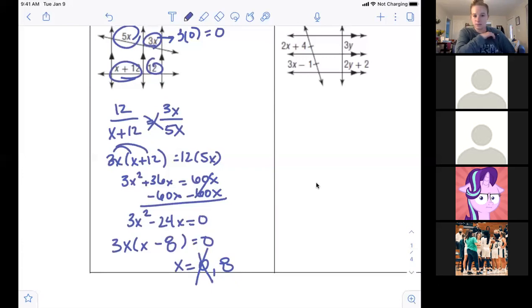I did something different and I still got 8. Did you move the x's together and the x squared on the other side and then divide by 3x or something like that? Yeah, I ended up having 24x equals 3x squared. So I just divided by x and I got 24 equals 3x, then x equals 8. And that works in this case.